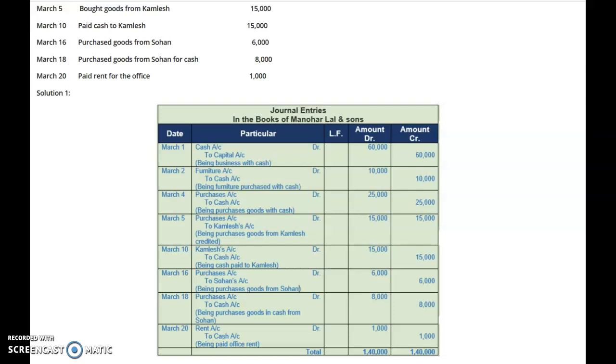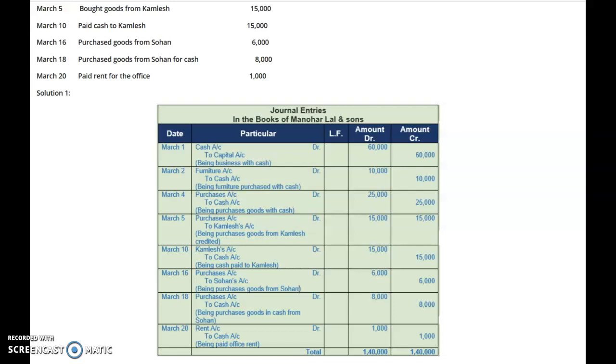Paid rent for the office. Rent paid is an expense. It is a nominal account, and nominal account rules say debit all expenses and losses. Rent paid is our expense, so as per the rule of nominal account, it is to be debited. When the payment is made and I told you that no word is given, obviously it is a cash payment. Cash is a real account, so the cash account will be credited here.